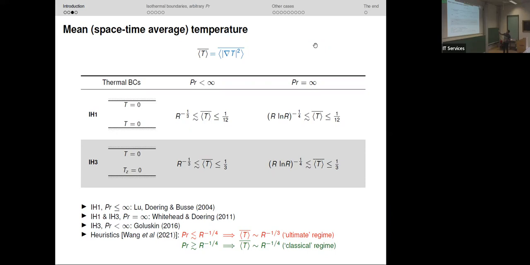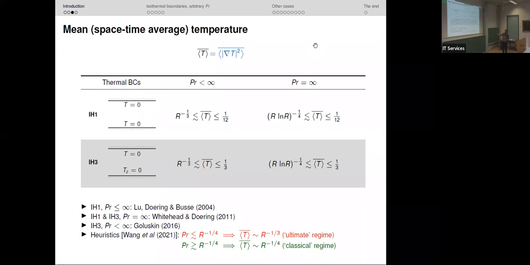If you decide to go to the infinite Prandtl number case, then you can do a little bit better. You can extract a little bit more information from the governing equation, and you can prove bounds that decrease more slowly, so they go as Rayleigh to the -1/4 up to logarithms. And these agree with heuristic predictions that have appeared quite recently in the literature and somehow mimic the Grossmann-Lohse theory that David was talking about yesterday.